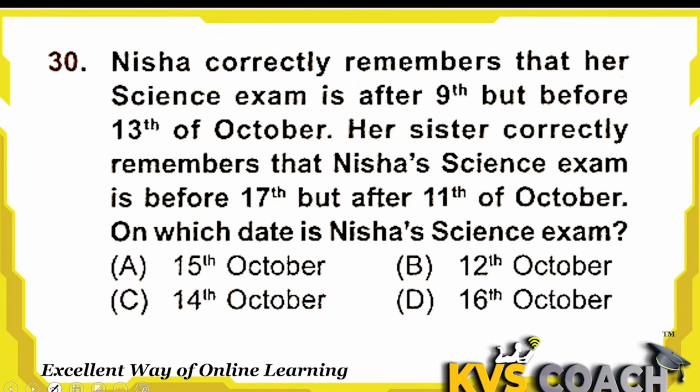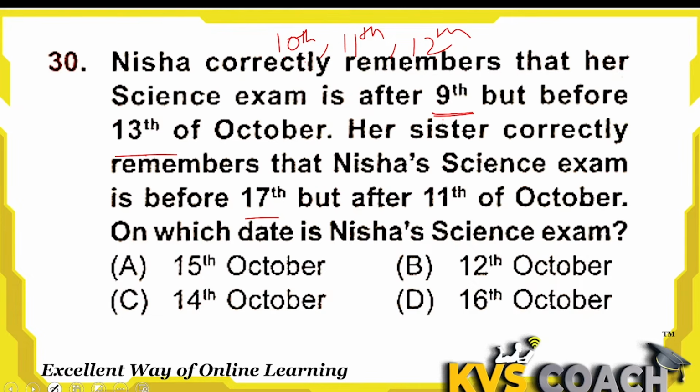Next question is, Nisha correctly remembered that her science exam is after 9th but before 13th of October. Her sister correctly remembered that Nisha's science exam is before 17th but after 11th of October. On which date is Nisha's science exam? So see the question again first: according to Nisha, after 9th and before 13th, so it means the dates in between are 10th, 11th and 12th.